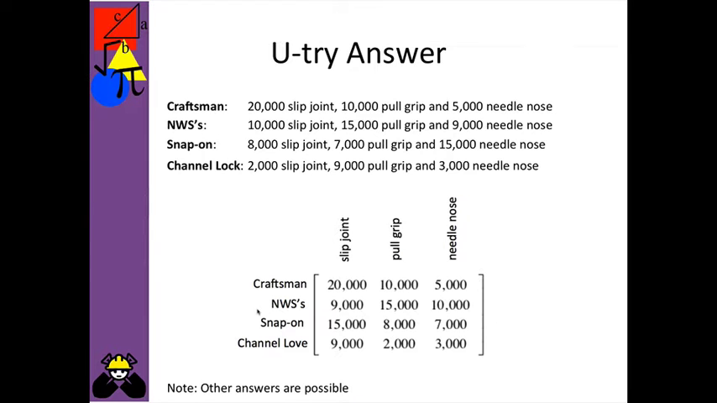Okay, let's see. I decided to put the company's names on the rows, and the columns were the type of plier. Now, other answers are possible. You could have put slip joint, pull grip, and needle nose on the rows and made the columns craftsman, NWSs, snap-ons, and channel locks. Your choice. Okay.